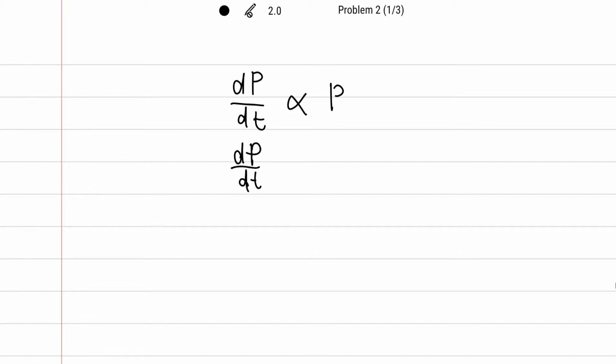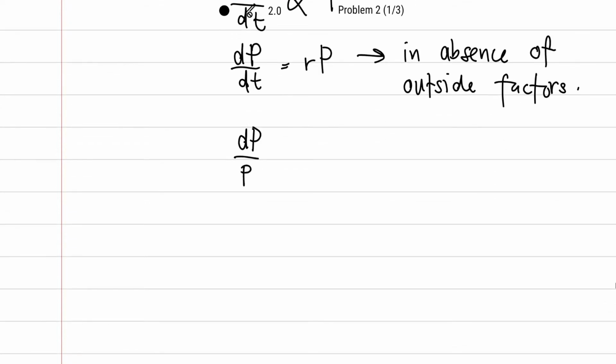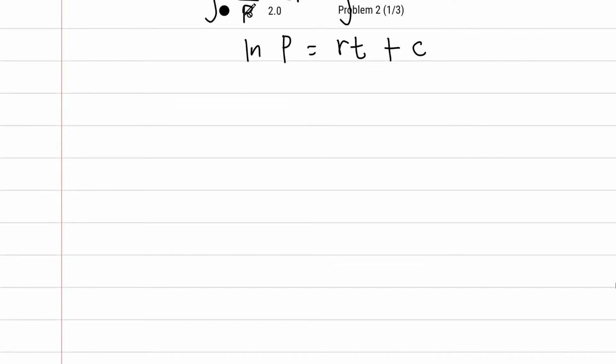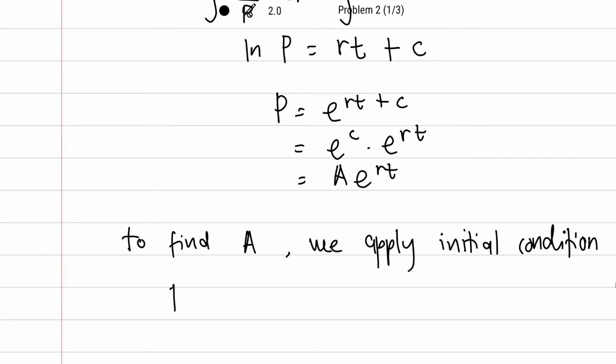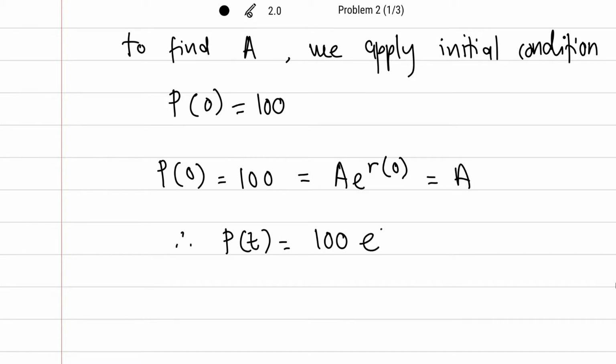The rate of growth is proportional to their current population. We can model the population in the absence of outside factors. Then by using the separable variable method, we can solve this problem. To find the constant A, we apply the initial condition: at t equal to 0, the population equals 100, and we get the value of A equal to 100.